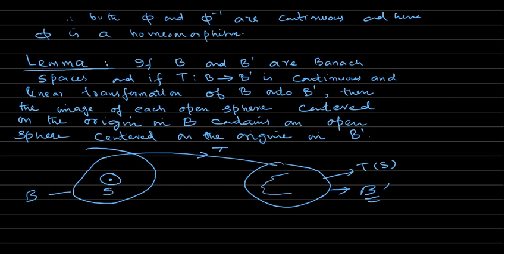So this is the image. Okay, this is the image set. It contains, okay, it's not contained in, it contains some open sphere. It's like this, this is the open sphere, this is your S dash. So image of every open sphere contains some open sphere in the range space B dash.